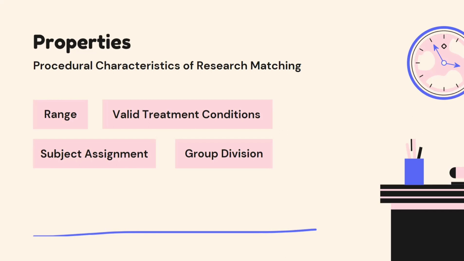So we've talked about valid treatment conditions, group division, and subject assignment in group division, in the sense that we've talked about how to divide people, which person goes to which group, and then also range. So finding matching people can be quite hard. For example, it's hard to find a person that's 50 kilograms and match them with a person that's also 50 kilograms.